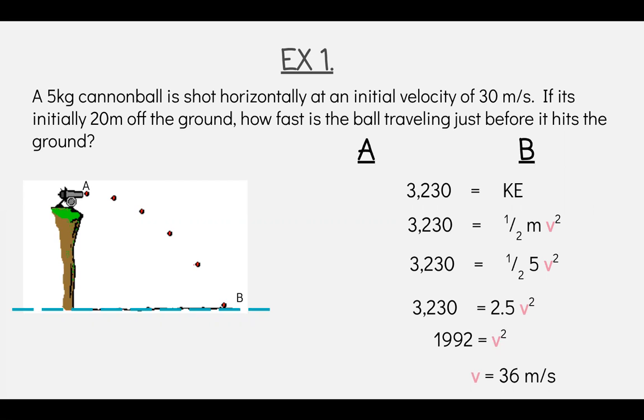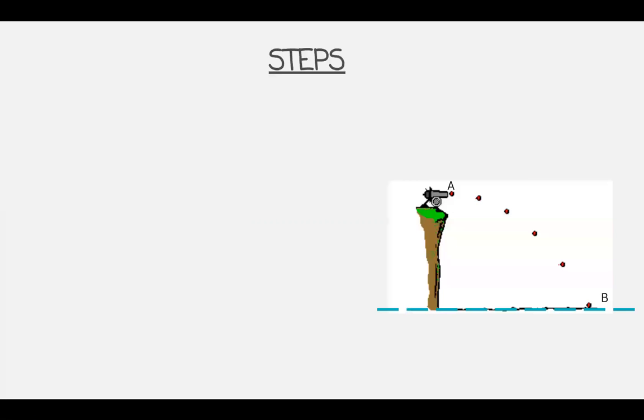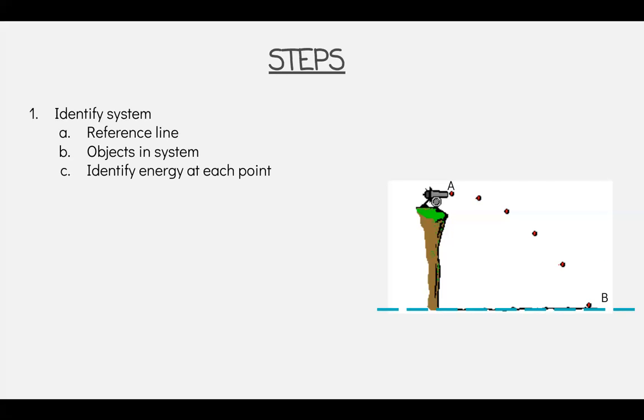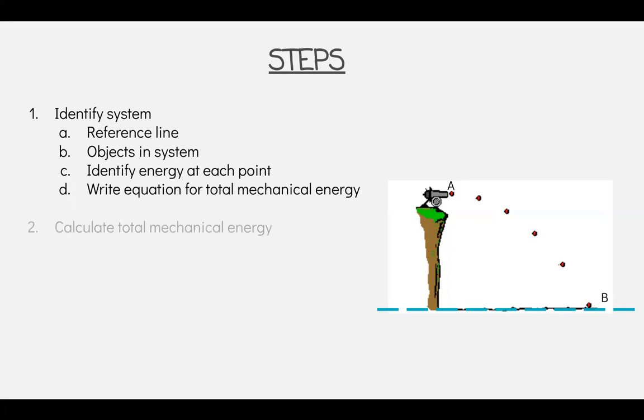So to recap, here's the steps to solve a conservation of energy problem. Step 1 is actually this whole, like all the stuff we did yesterday. So draw your reference line, identify the objects in the system, identify the energy at each point so you can write an equation for total mechanical energy. Then calculate it. Calculate the total mechanical energy. You're either going to know it at A or at B, and you just set them equal to each other.